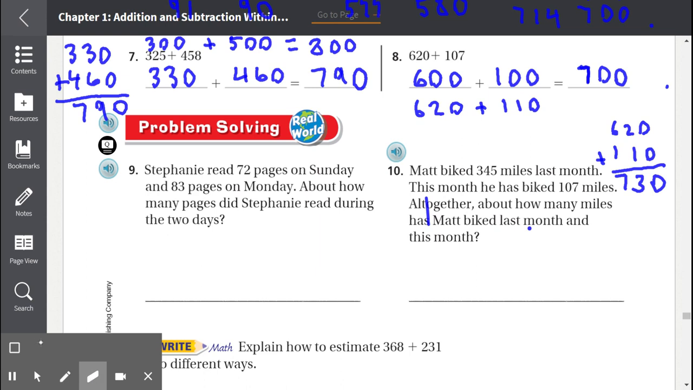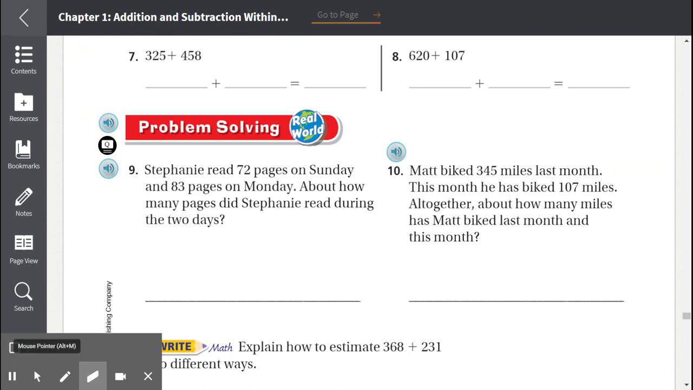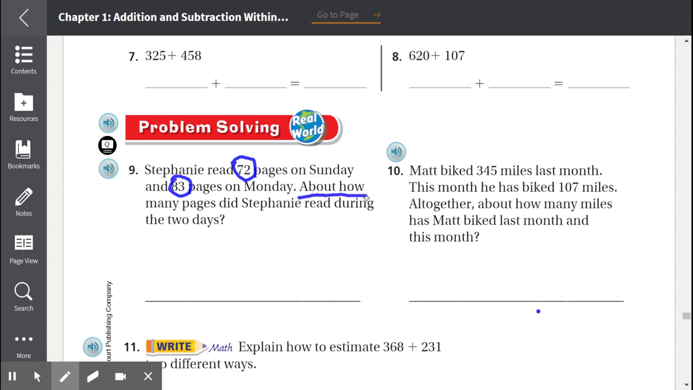Number 9. Stephanie read 72 pages on Sunday and 83 pages on Monday. About how many pages did Stephanie read during the 2 days? Let's find our important numbers. 72 pages on Sunday, 83 pages on Monday. Now, about how many pages did Stephanie read during the 2 days?